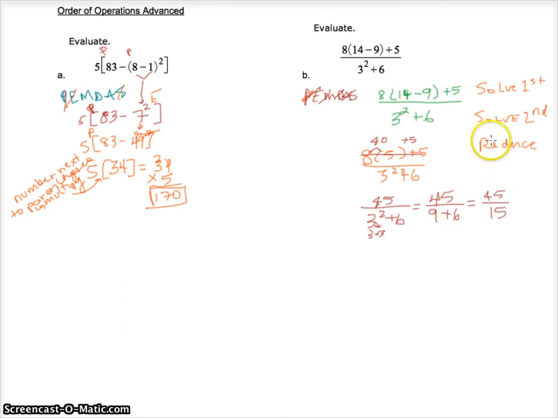And now I can reduce. So I've solved the top one, and I've solved the bottom one, so now I can reduce 45 divided by 15 is 3. So remember guys, just work patiently through your order of operations. Remember that exponents mean to multiply the number by the number of times the exponent represents, and a number next to parentheses means multiply.